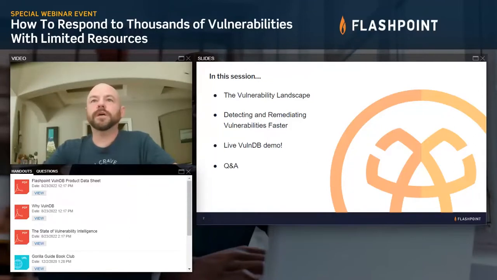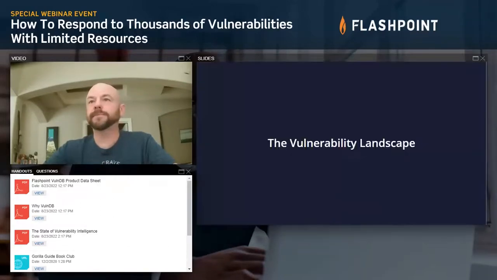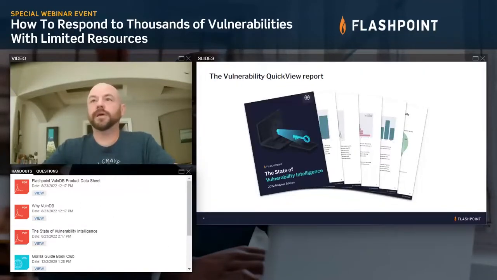We're going to talk about the vulnerability landscape, primarily looking at the first half of this year, then how you can use this data to detect and remediate vulnerabilities faster. And then Ben is going to give you a live demo to show you what the platform looks like and how it can be effective for your organization. And then obviously we'll do some Q&A at the end. So the landscape. This is all based on our vulnerability quick view report, which you can download here in the webinar, or you can get it on the Flashpoint website, I'm sure.